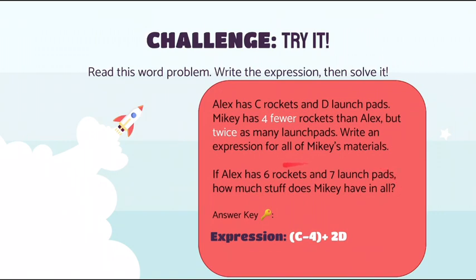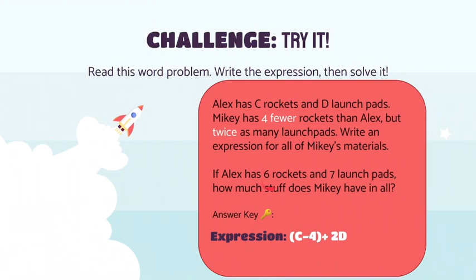Now for the second part of the problem. If Alex has 6 rockets and 7 launch pads, how much stuff does Mikey have in all? Now we know how many rockets that Alex has. So we can substitute this 6 for the C in the expression, and we can substitute the 7 for the D in the expression. After using the process of PEMDAS, we eventually moved to 2 plus 14, which gives us the final answer of 16.